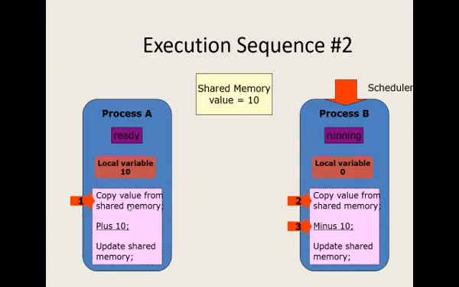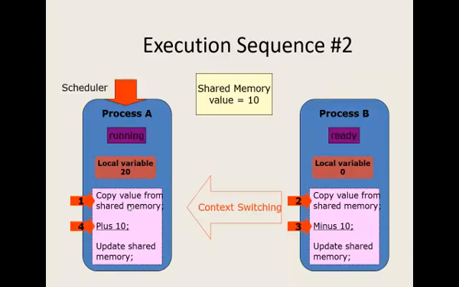Then the third step, process B will continue, reducing the value of the local variable by 10. That means the local variable value will be 0. So then there's another context switch. Process B will be stopped and process A will continue. Process A already copied the shared variable, and the next step is to add 10. Now the local variable is 20.